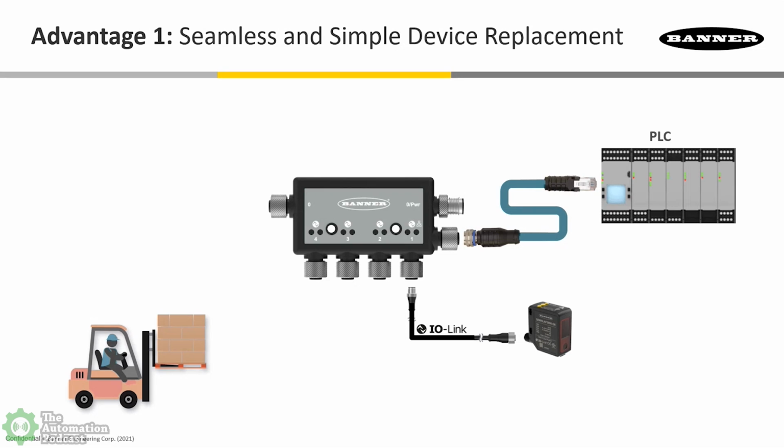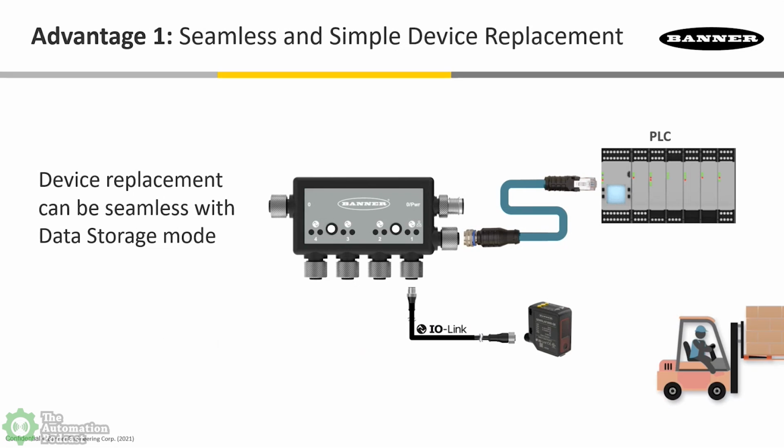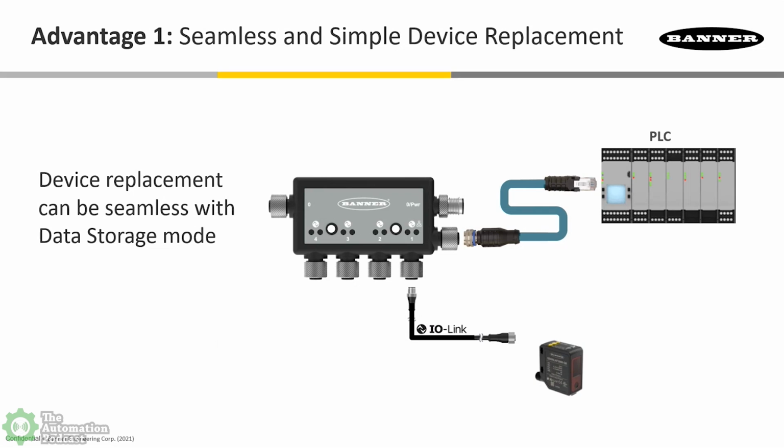configuration is loaded automatically. As we all know, there's tons of devices and sensors out there that have virtually infinite configurations. And so if lo and behold, a forklift driver was to run over your IO-Link sensor, with data storage mode, you simply remove the sensor, plug in a new one, and you're good to go. It makes device replacement completely hands off.